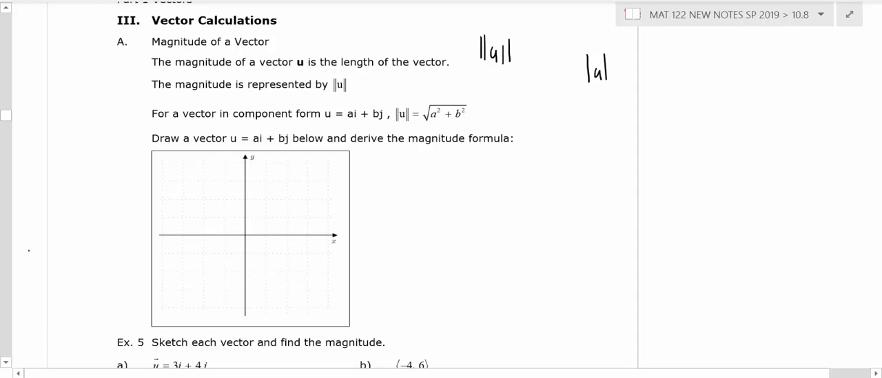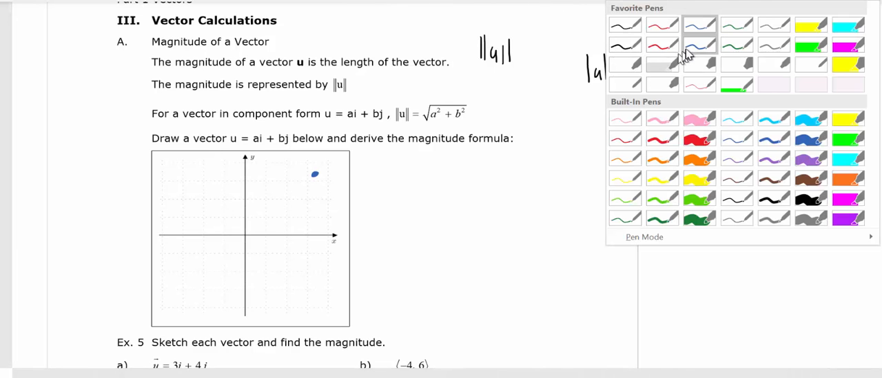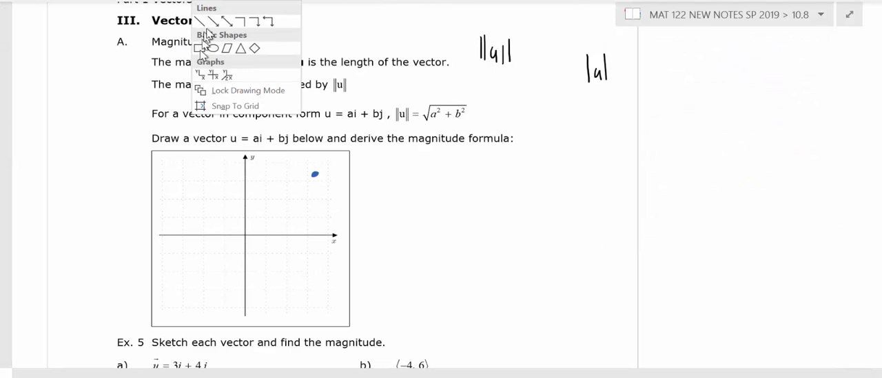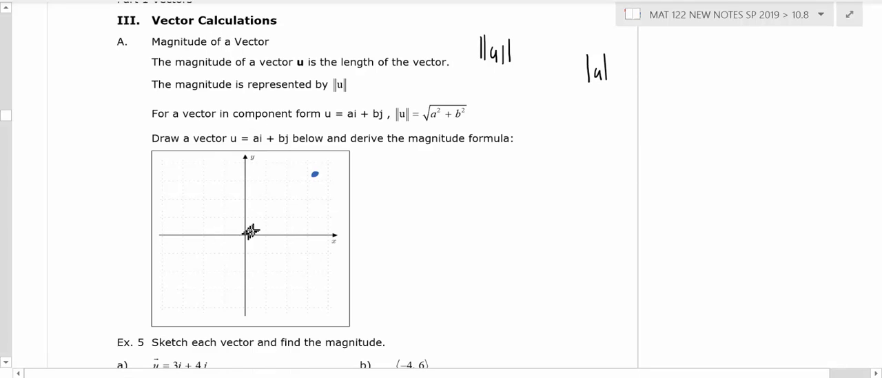Well, let me show you where that comes from. It's actually pretty simple. What we're going to do is put a dot somewhere up here. It doesn't matter where too much. And we're going to draw a basic vector here in component form, drawing from the origin like that. The vector that I'm drawing is u equals ai plus bj.